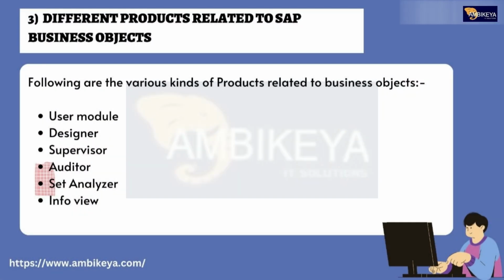Question number 3. Different products related to SAP Business Objects. Following are the various kinds of products related to Business Objects: user module, designer, supervisor, auditor, set analyzer, InfoView.